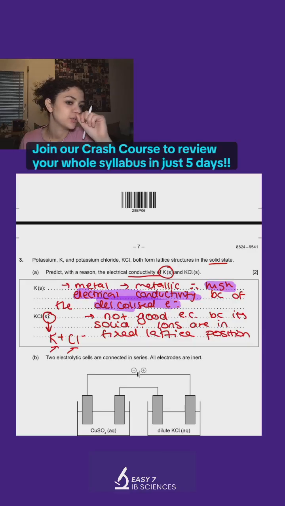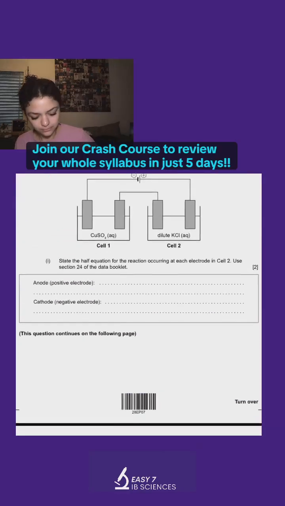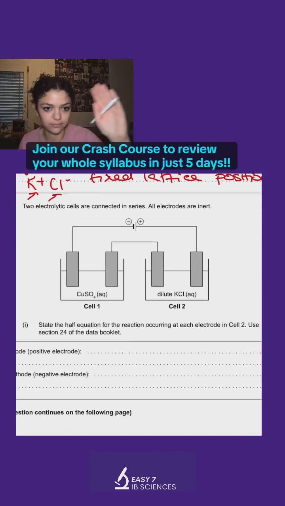As aqueous solution or as molten. Perfect, guys. We're going to move on to this one, and I'm going to tell you how to answer these all the time correctly. So don't worry if you guys are a bit scared about this one.